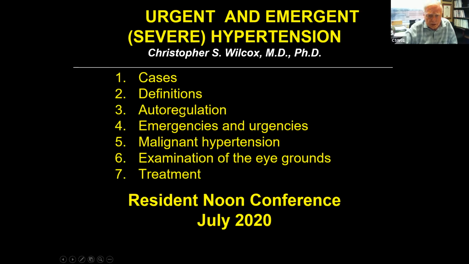So I'm going to make this case-based. The definitions here are really important, as you'll see, because how we decide and define urgent and emergent hypertension depends very much on the treatment. A lot of the underlying physiology is based on autoregulation of the brain and the kidneys and its breakdown during severe hypertension, so we'll talk a little bit about that. We'll go through the clinical aspects of urgent and emergent hypertension. And malignant hypertension is a special form of hypertension emergency, which we'll spend some time on.